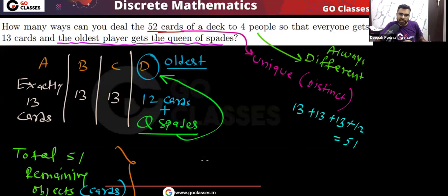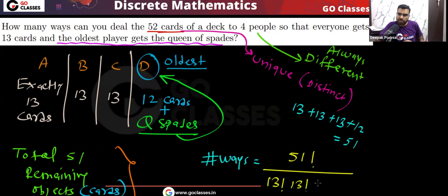So here you can just directly apply the formula. What will be the number of ways? That is going to be 51 factorial divided by 13 factorial, 13 factorial, 13 factorial, 12 factorial. This will be the answer. Very simple, right?